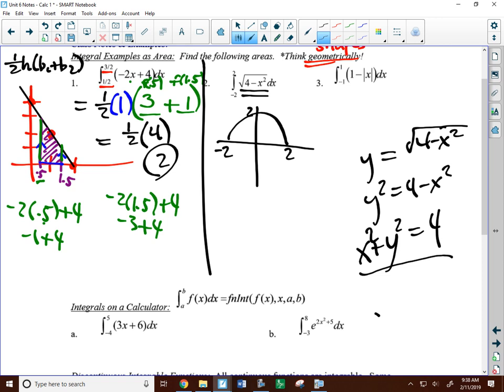Now, it does say we're going from -2 to 2, right? We're finding that whole area. It could just as easily have been -2 to 0, so then you'd only do half of that semicircle. But it does say that we're doing the entire area under that curve, and so it's just a semicircle. By the way, the last one was a trapezoid. This one's a semicircle. So what's the area formula?